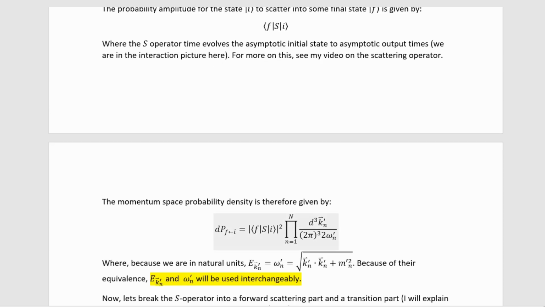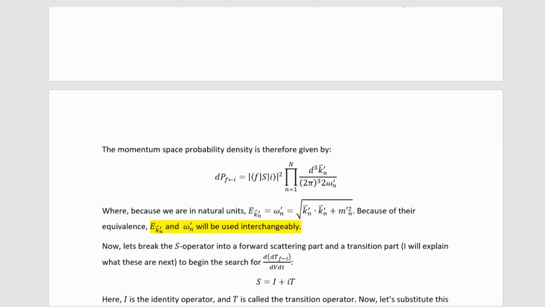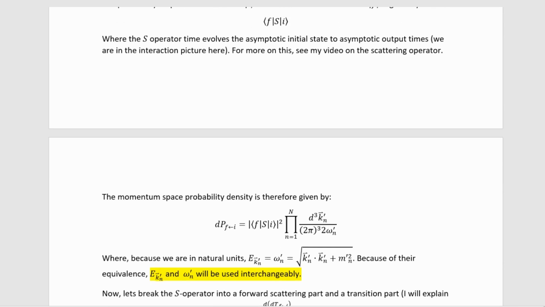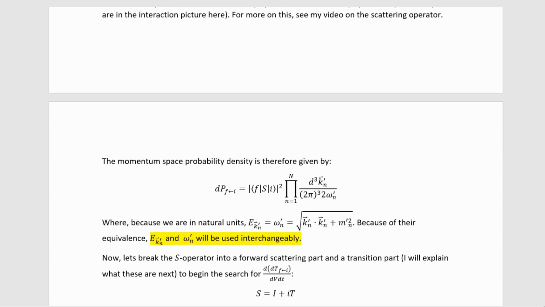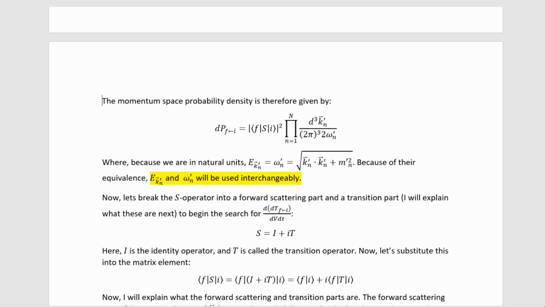The momentum space probability distribution is simply the modulus squared of the probability amplitude times the differential range of the output momentum, because that's not integrated over, and we're dealing with a continuum, so we need the properly normalized differentials to actually get the probability.